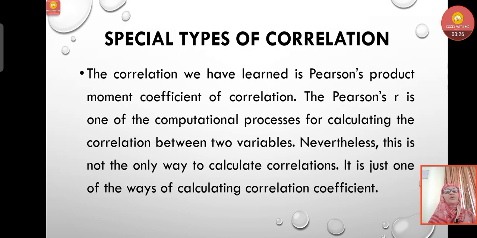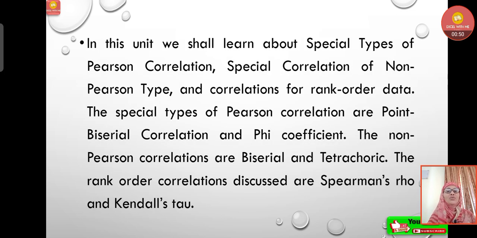Special types of correlation. The correlation we have learned is Pearson's product moment coefficient of correlation. The Pearson's r is one of the computational processes for calculating the correlation between two variables we have learned in the previous videos. Nevertheless, this is not the only way to calculate correlations. It is just one of the ways of calculating correlation coefficient.